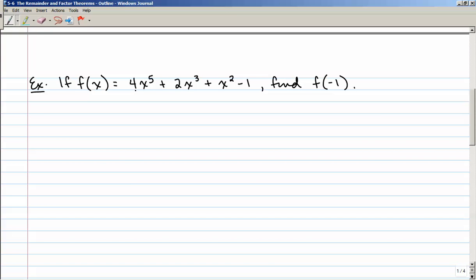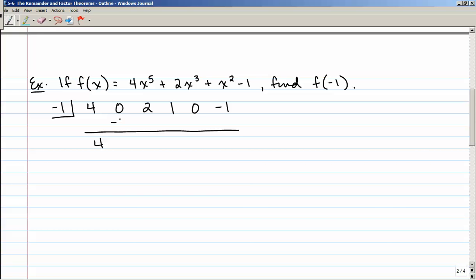So if f of x is 4x to the 5th plus 2x cubed plus x squared minus 1, find f of negative 1. Now notice I'm missing an x to the 4th and I'm missing an x, so I'm going to have to put zeros in there. So f of negative 1, so put negative 1 in the box. List your coefficients: 4, 0 for x to the 4th, 2, 1, 0 for x, and a negative 1 at the end. Draw your line, bring down your 4, and start doing synthetic division.